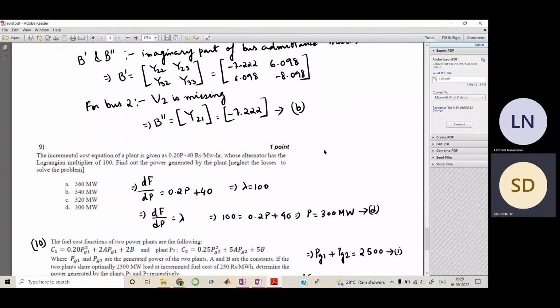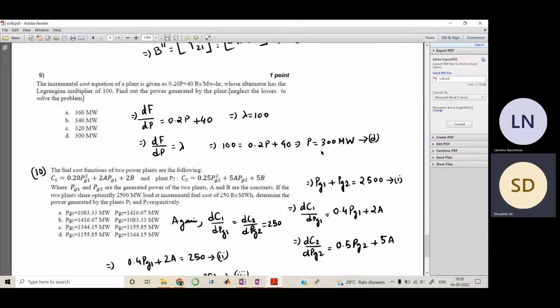So we'll be finishing very quickly. Now let us look at problem number 9. This is a pretty easy problem, load flow analysis kind of a thing. The incremental cost equation of a plant is given as 0.2P plus 40, which is the price of the fuel, in rupees per megawatt hour, whose alternator has a Lagrangian multiplier of 100. Find out the power generated by the plant.